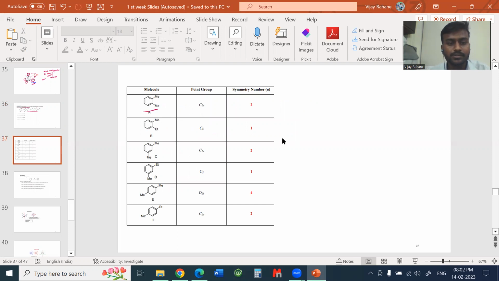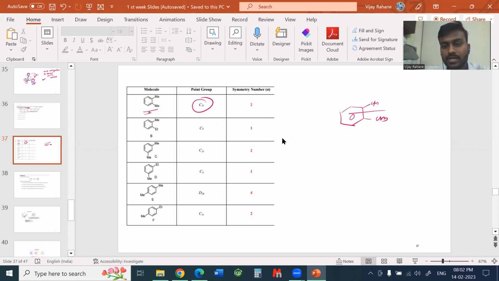The first molecule is this one. So it's having the C2, it belongs to the C2 point group. So we need to initially identify which point group this molecule belongs to. So this molecule belongs to the C2 point group. Why? This molecule is, let's see here. Two methyl groups are attached, right? This CH3 and this CH3.